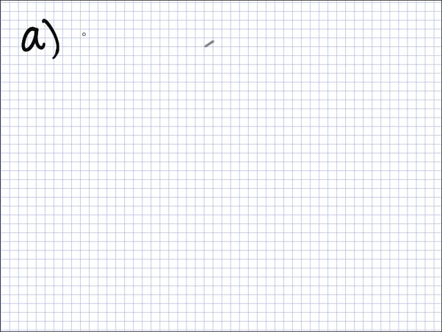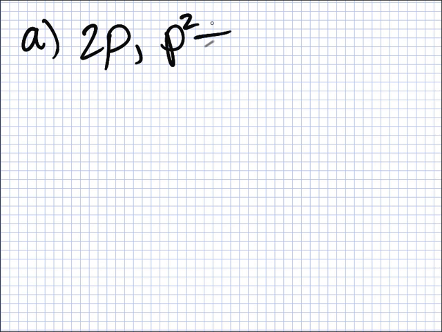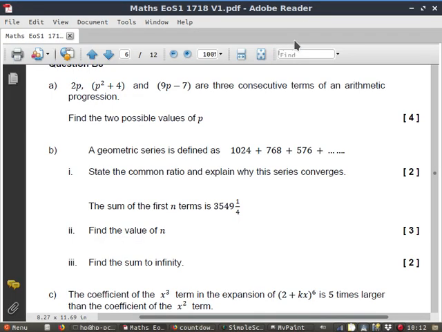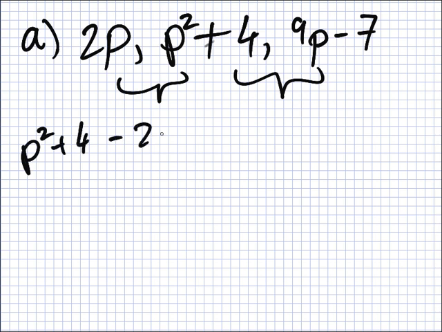We have 2p, p squared plus 4, 9p minus 7. Because they're arithmetic, the difference here should be the same as the difference here. So p squared plus 4 minus 2p should equal 9p minus 7 minus p squared minus 4.